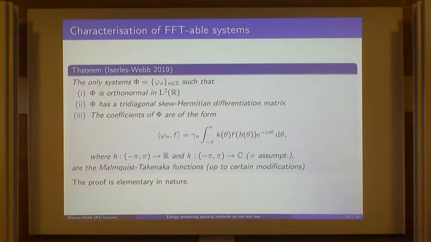It doesn't get you anywhere. The only ones that are of this form are Malmquist-Takenaka. The proof is elementary, there's nothing deep going on. But it's sad to know that there is no other family with these nice properties. So if you want to get another basis which you think might be better in some way, you have to break some of these rules.